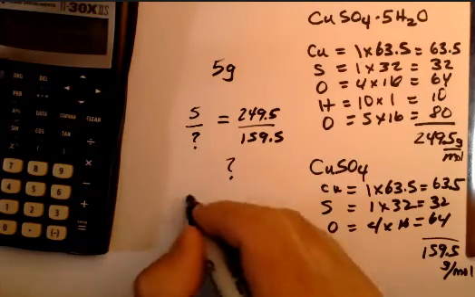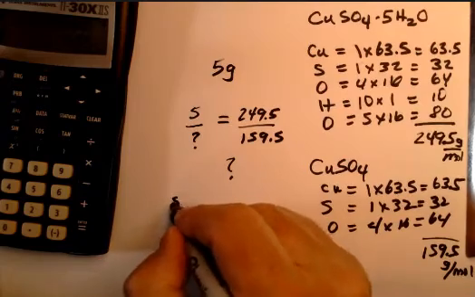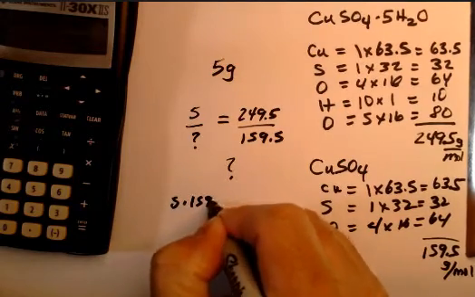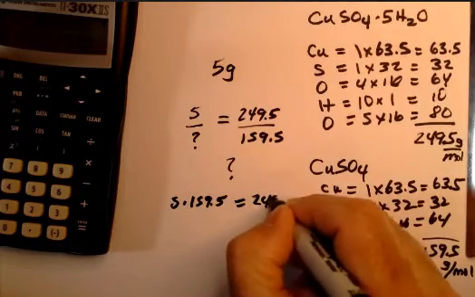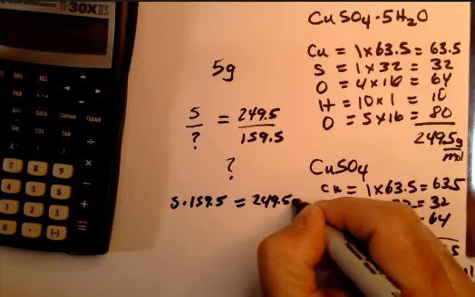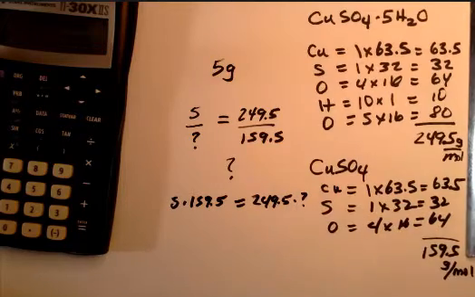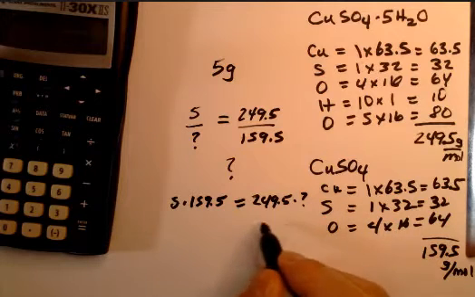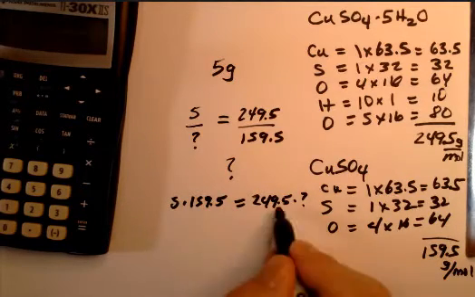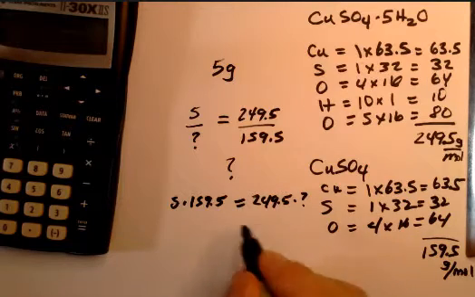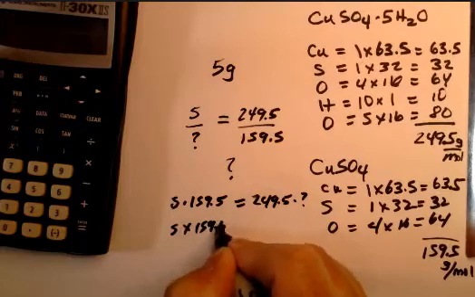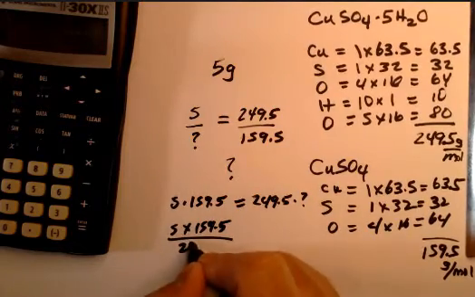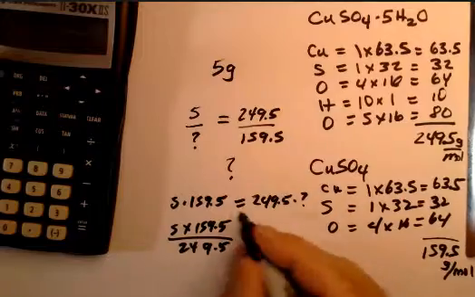So if I set up 5 times 159.5, and I said that was equal to 249.5 times the question mark, or the X, that's really probably a better way to do it. And then I divided both sides by 249.5. I could say 5 times 159.5 divided by 249.5.